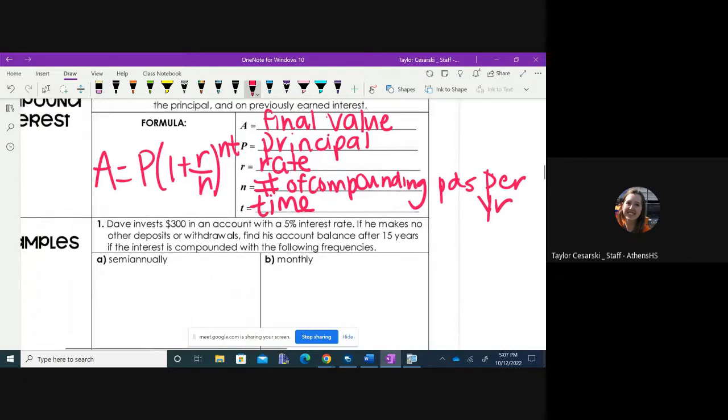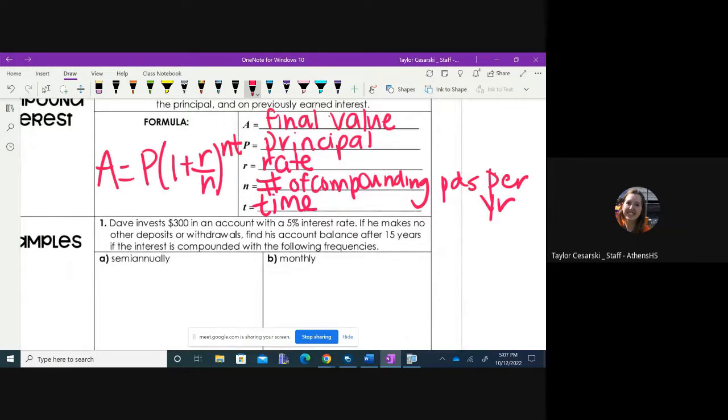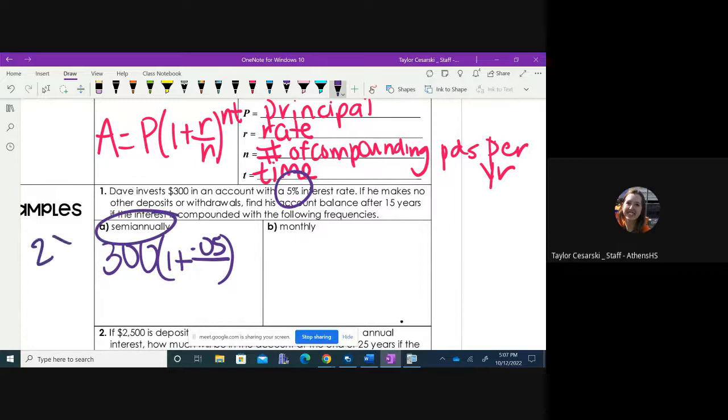So in number 1, Dave invests $300 in an account, 5% interest. We want to find the balance after 15 years. So we start with 300, 1 plus, my rate is 5%, so 0.05, but it's happening semi-annually, which means 2 times per year. So I need to take that 5% and divide it by 2. I always say divide on the inside, multiply on the outside. So then in my exponent, I have n times t, so 15 times 2, or you could just go ahead and simplify that to 30. Again, I'm dividing by 2 inside the parentheses. I'm multiplying by 2 outside in my exponent because it's happening 2 times per year.